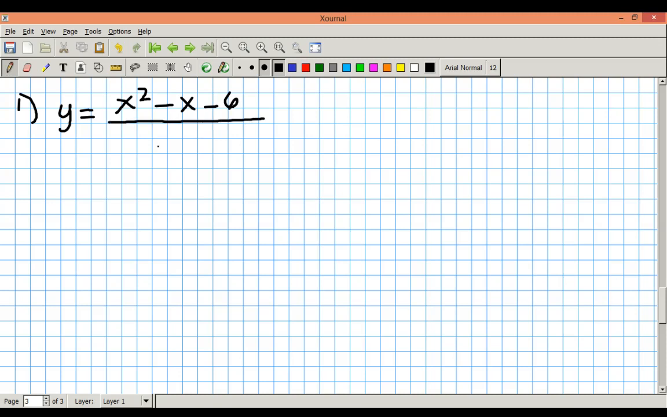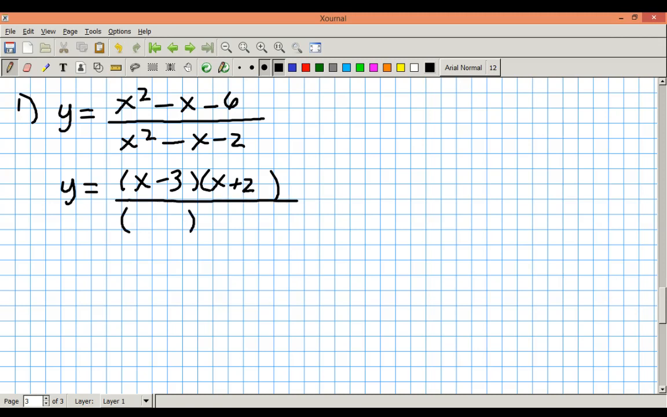minus 6 divided by x squared minus x minus 2. So the secret to working this one out and finding all the information you need is to factor the top and the bottom. So I'm going to write this as y equals, I'm just going to factor that trinomial by guess and check. So that's x minus 3 times x plus 2. And the bottom factors also by guess and check. It's x minus 2 and x plus 1.